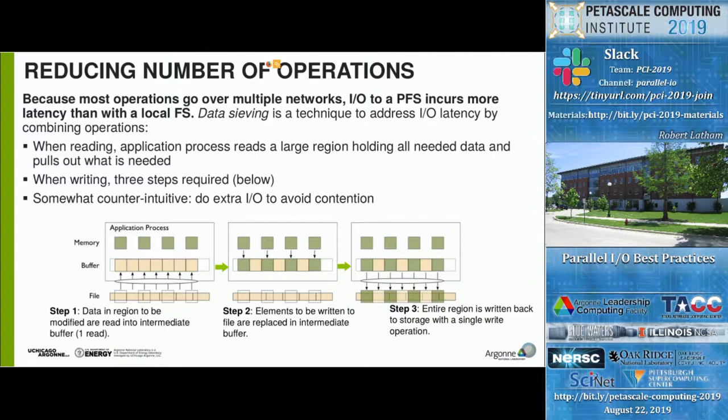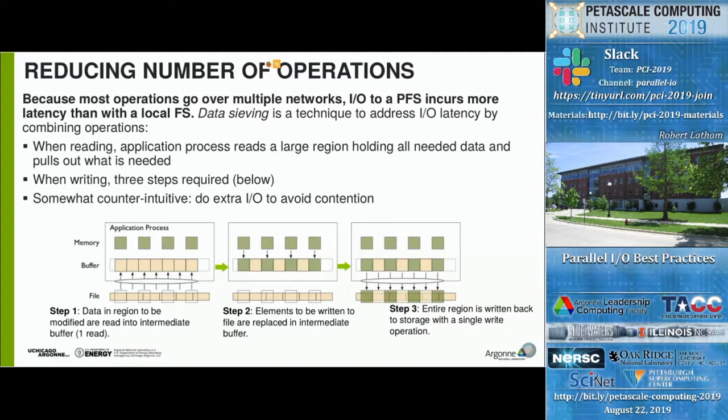But typically on these file systems, we have very large compute systems that are networked to a storage system, and that networking to the storage system means that we have high bandwidth but also high latency. So things you can do that reduce the number of operations will improve your throughput and improve your performance, even if you're moving more data than you might want.